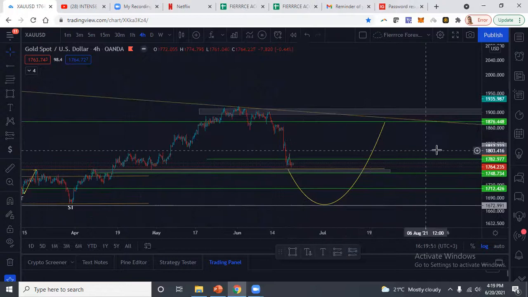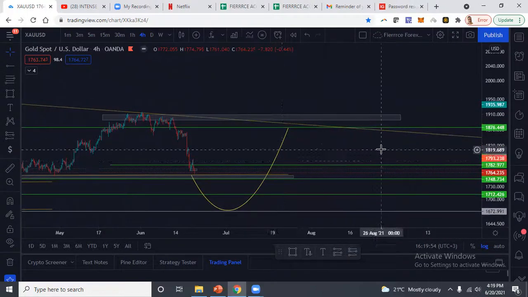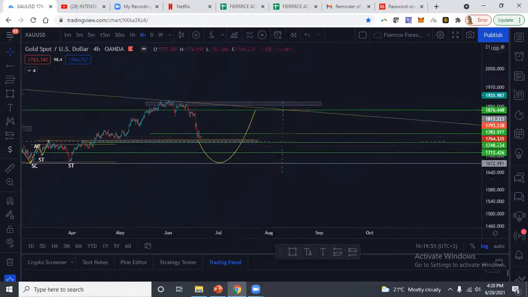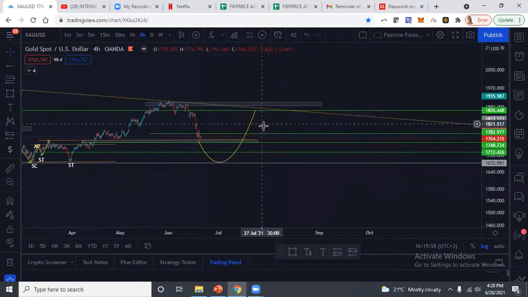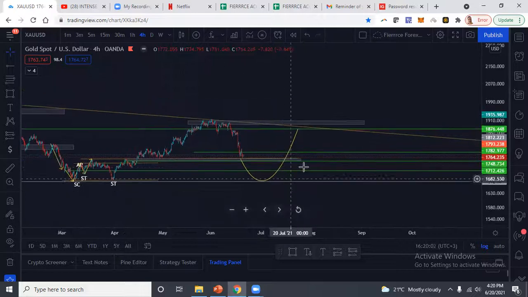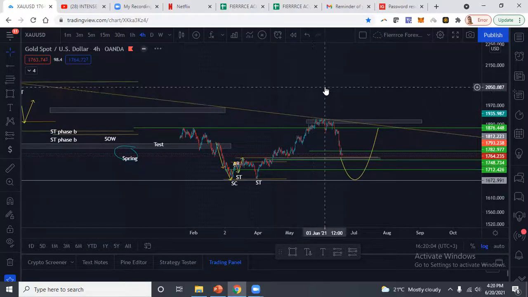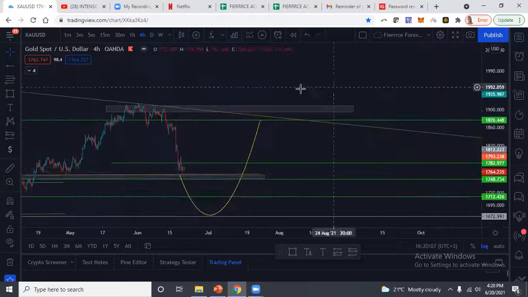Just continue with a sideways momentum as gold continues to figure out: are we ready to break up to the upside, or are we just going to keep ranging to the side? So that's my take this week, guys. I hope it's made some sense.